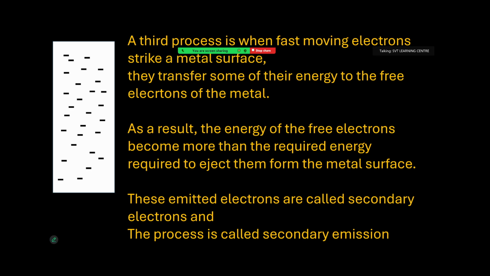Another method is what we do for getting X-rays. We use fast moving electrons to strike the metal. As the fast moving electrons enter the metal, they collide with the electrons inside the metal. As a result, the energy of the moving electrons is transferred to the free electrons and they get the energy required to come out of the metal. This basically is called secondary emission.